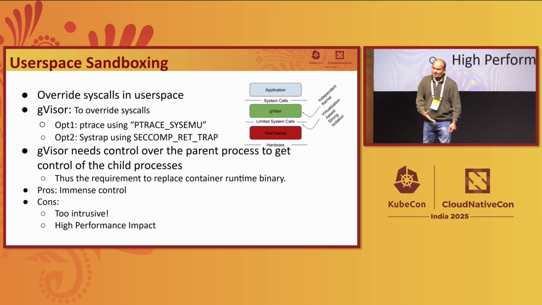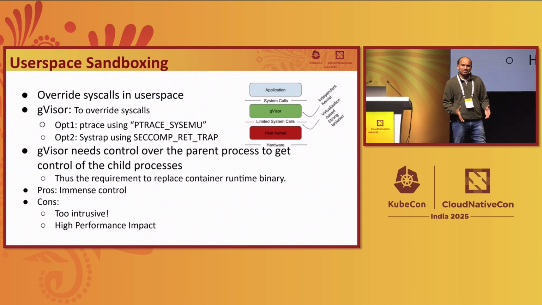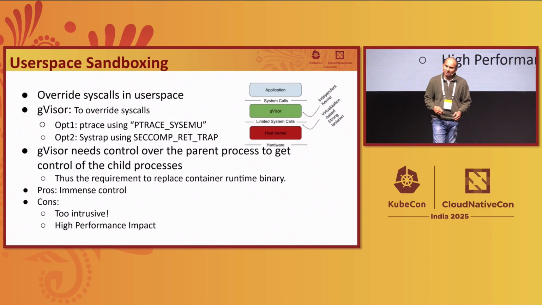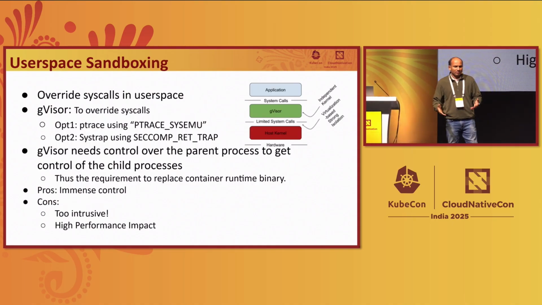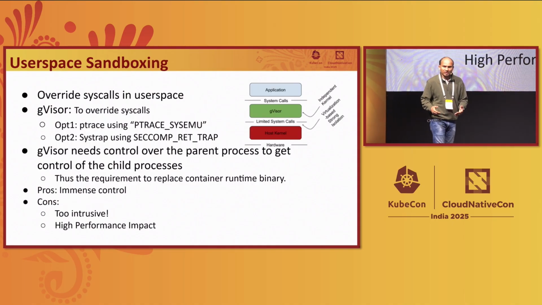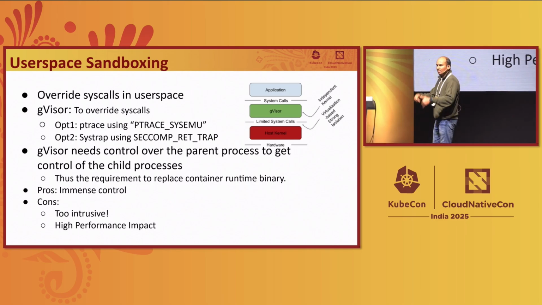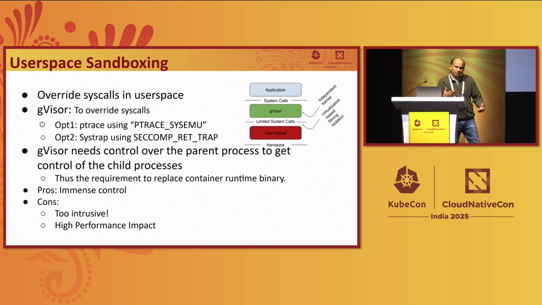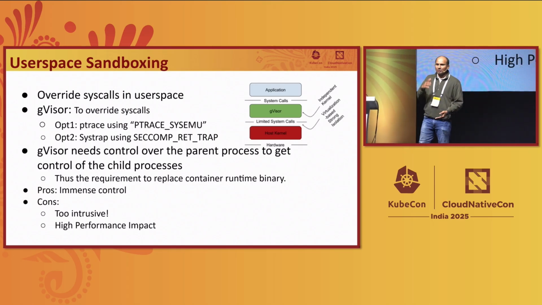The problem is the control that is needed. You need to change the container runtime interfaces themselves. You need to add a runc shim layer. And that's not a given for most deployments. For example, if you are using Bottlerocket, it won't work unless you end up creating a new AMI and replacing the container runtime interface within it. So it's too intrusive and also has a high performance impact. Now, every system call has to go through this wall.